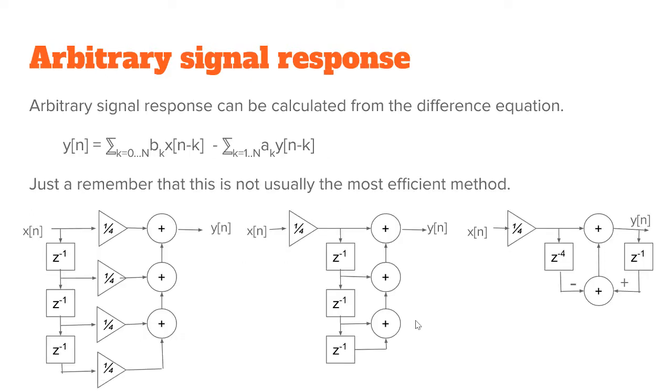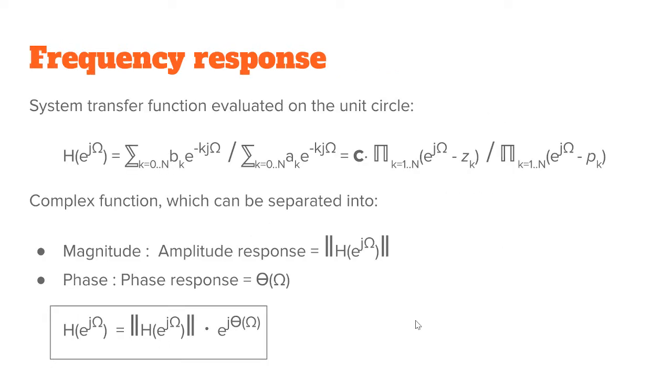Anyhow, the arbitrary signal response in MATLAB would be: you have the x of n, but on output you would have filter(B, A, signal). That's simple. It's optimized for general use. But we'll take a look at that one later.